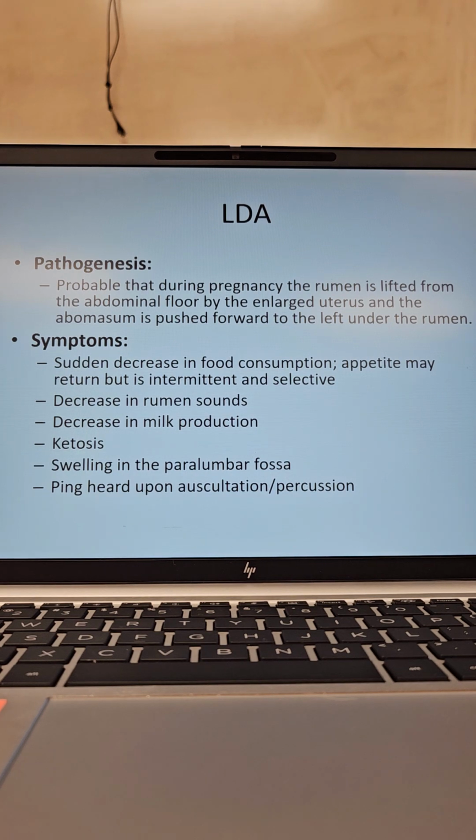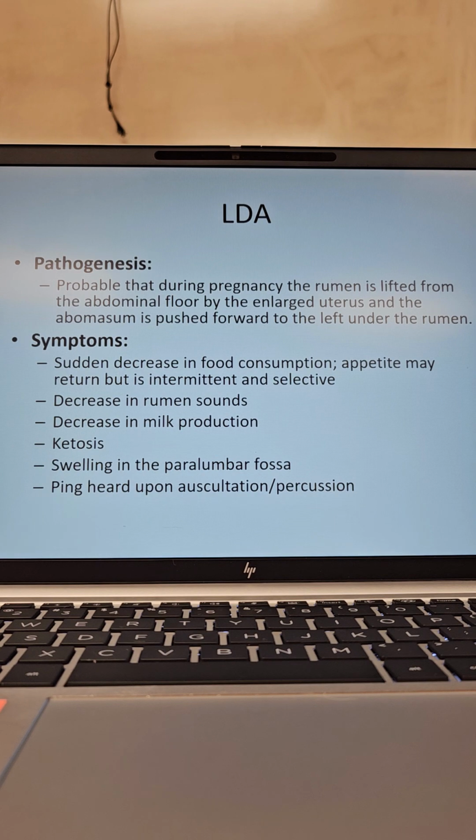You often hear it with diabetics, diabetic ketoacidosis. This can be life-threatening very quickly. Swelling in the paralumbar fossa. Remember, we talked about that fossa with bloat. You're going to get some swelling there. You will also hear a ping heard upon auscultation.